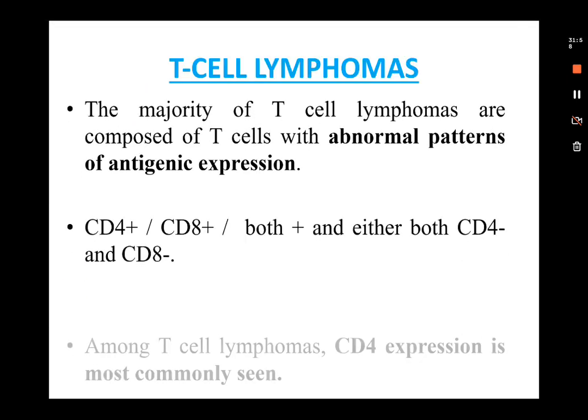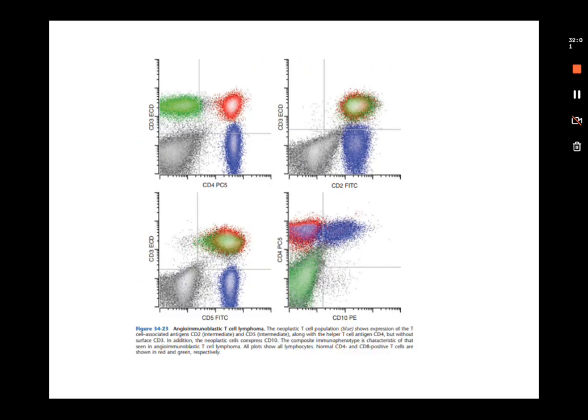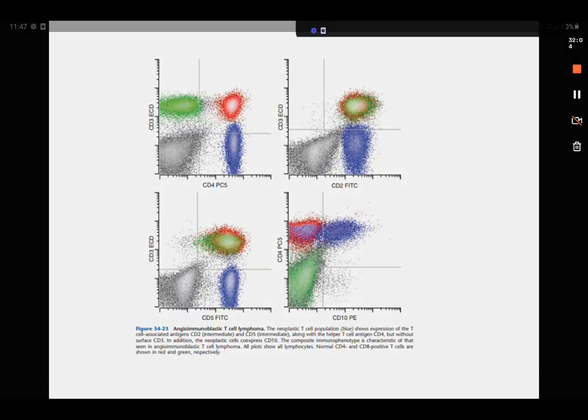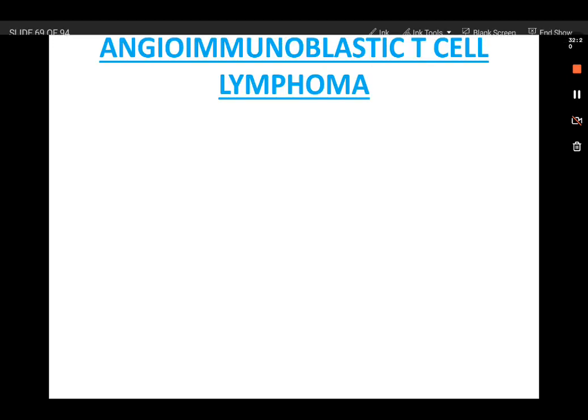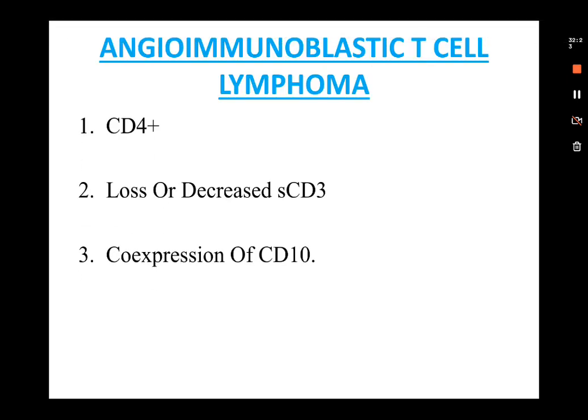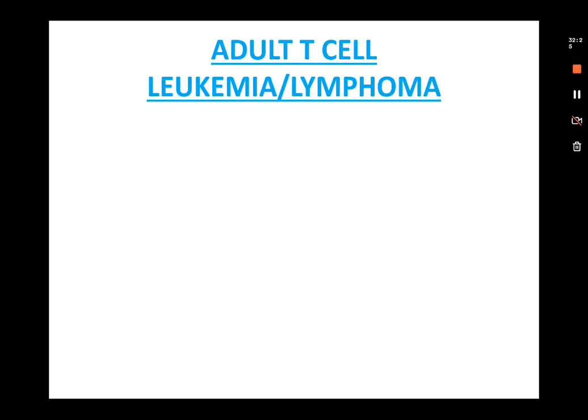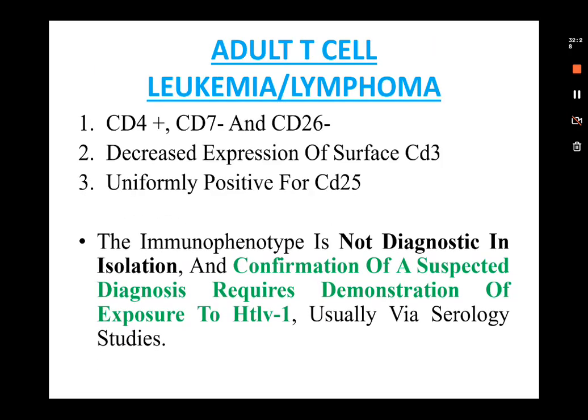Now coming to T cell expression, T cell lymphomas and their expression. This is angioimmunoblastic T cell lymphoma. If you see here, the purple is the neoplastic population. CD4 is positive, CD3 also, but mostly CD4. CD2 positivity, CD3, CD5 positivity, and CD4 and CD10 both positive. So CD10 is aberrantly expressed in these neoplastic cells. So this is the angioimmunoblastic T cell lymphoma immunophenotype. Again, adult T cell lymphoma. But the problem with this adult T cell leukemia lymphoma is that we need HTLV serology positivity. That would be needed for confirmation.